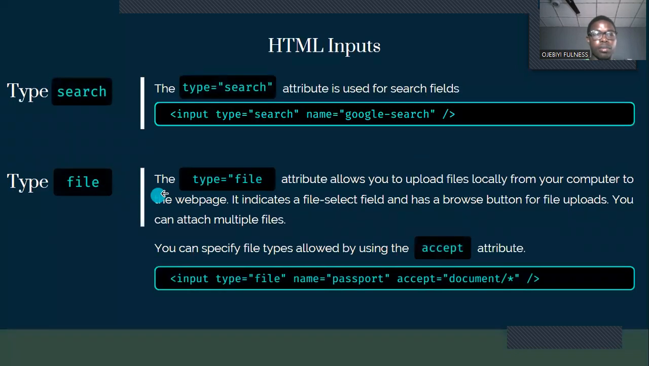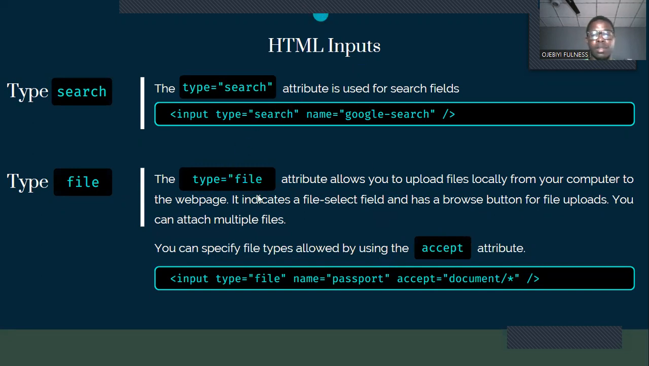So we have the type file. The type file attribute allows you to upload files locally from your computer to the web page. It indicates a file select field and has a browse button for file upload. So you can attach multiple files. You can specify file types allowed by using the accept attribute. I'm not going to do that now. I'm just going to show you how the type file works.